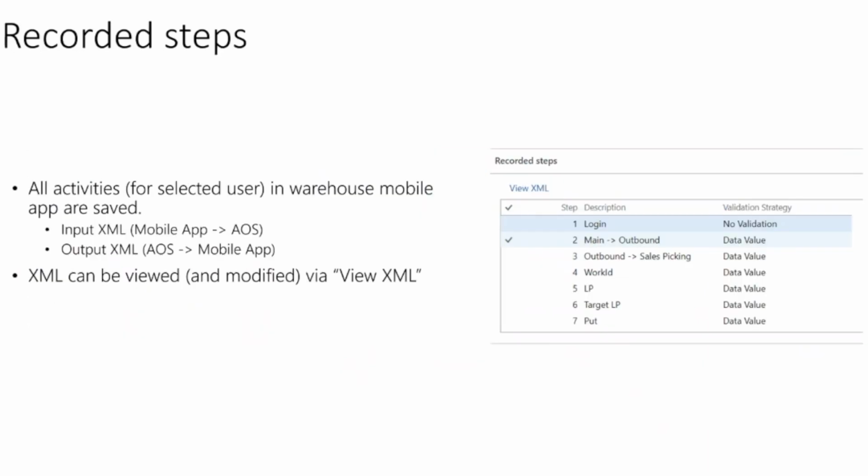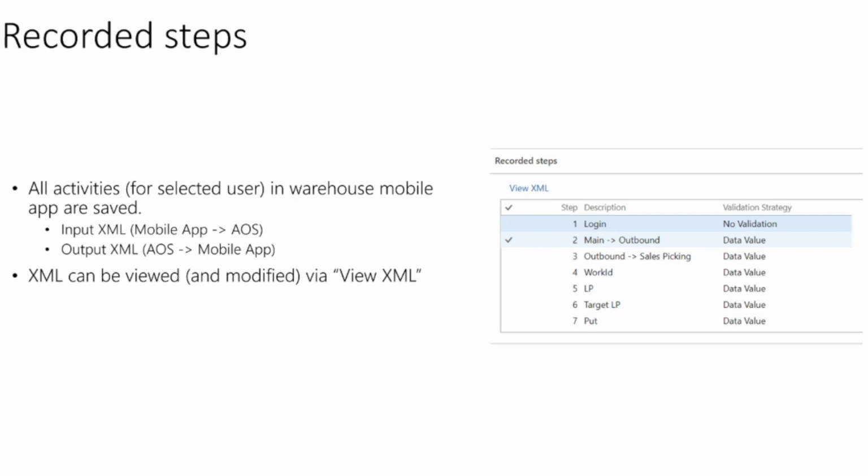We're going to jump down to the Recorded Steps tab, which is exclusively populated via the recording feature we discussed above. When a task is being recorded, each of the operations performed by the end user is captured. We store the XML sent from the mobile device to the AOS as the input XML, and the XML returned from the AOS to the mobile device as the output XML.